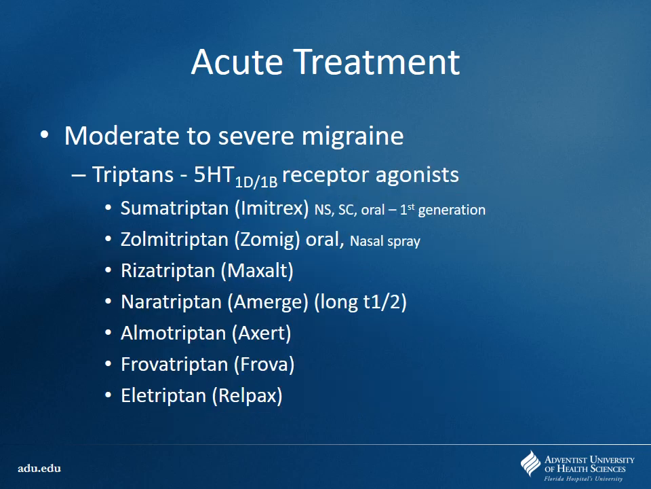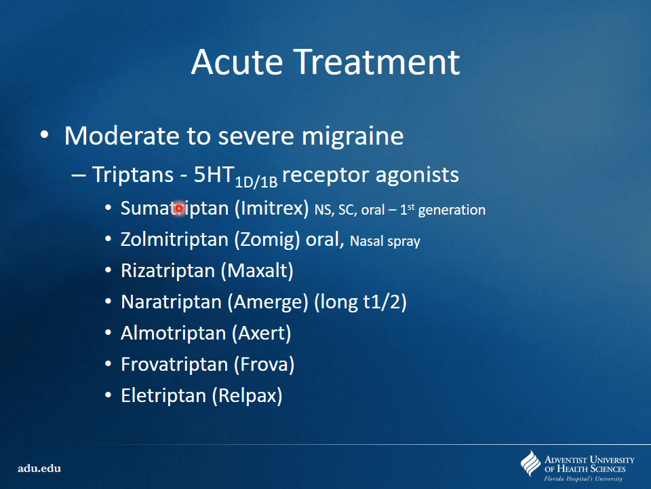So the other drugs we have are going to be the triptans, and these again are going to be more specifically 5-HT1D and 1B agonists, but they work a little differently than the ergots. They don't have the same kind of severe vasoconstriction that can occur systemically, but these are also very good drugs that have taken over as the mainstay of therapy. These are the gold standard.